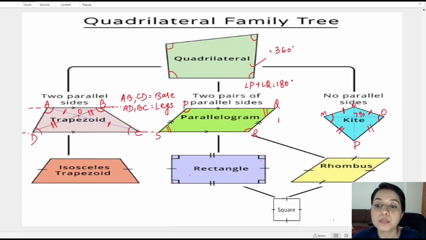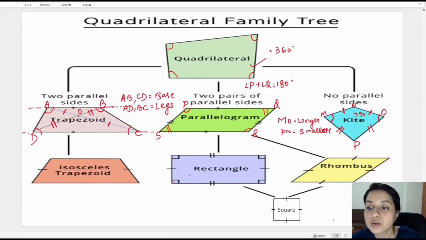Here we can see MO is the longer diagonal and PN is the smaller diagonal. Let's say both the diagonals are intersecting each other at a point T. So this point is T. Now the length of NT will be equal to the length of PT, because the longer diagonal cuts the smaller diagonal into equal parts. Alright. Now let's move to the next generation of this family.